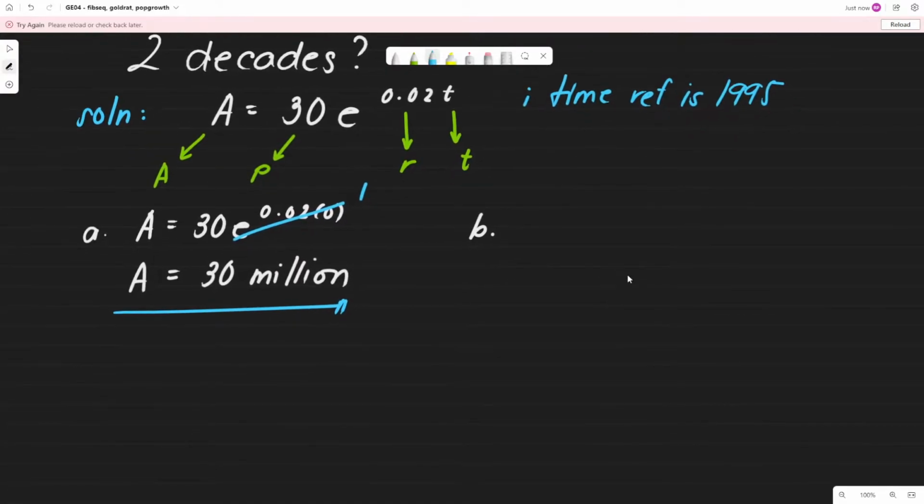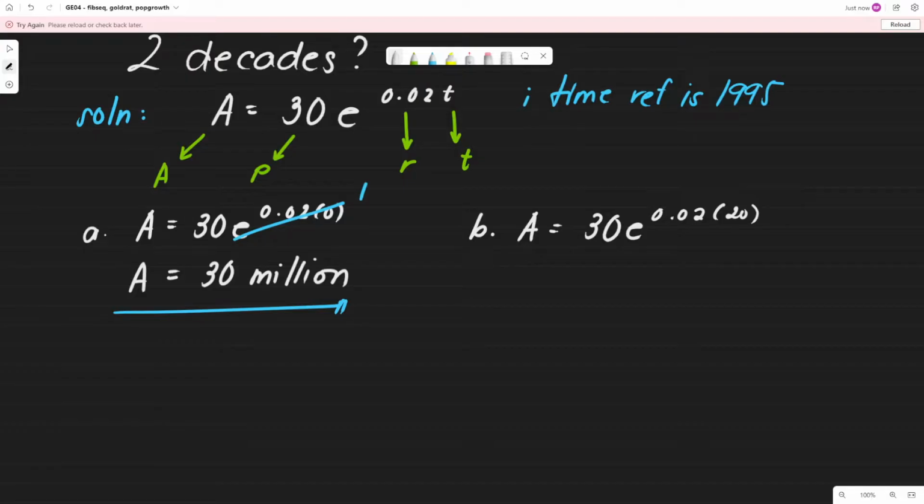So we have A is equal to, using the same model still, 30e raised to 0.02, multiplied by how many years there are in 2 decades. A decade is equivalent to 10 years, so 2 times 10 is 20. So we have a 20-year time difference. So we have 30e raised to 0.02 times 20.